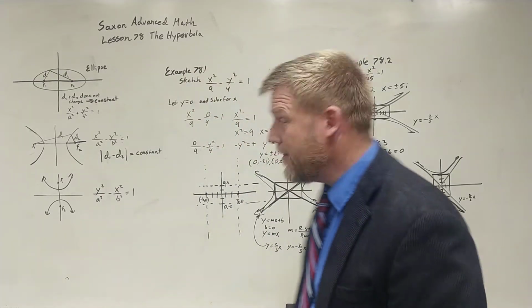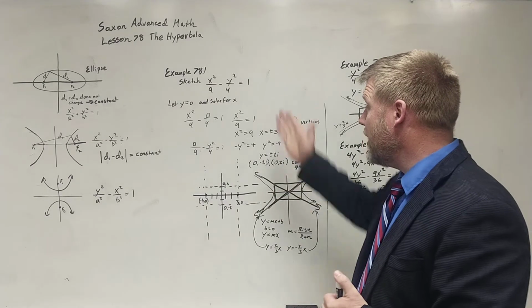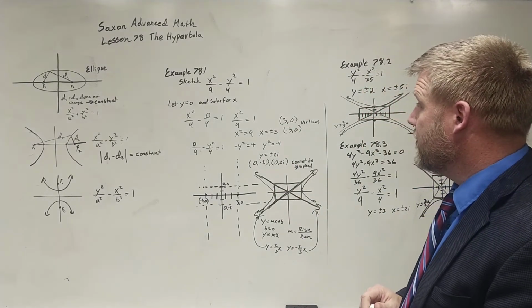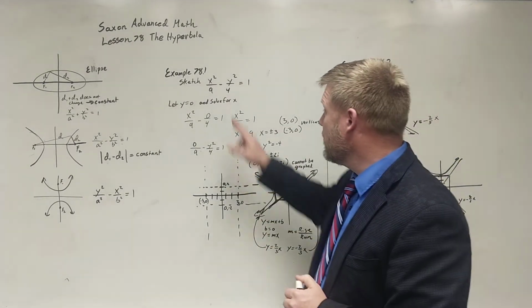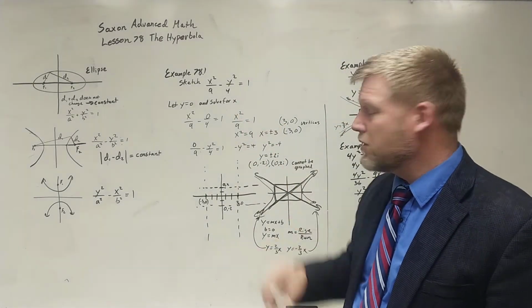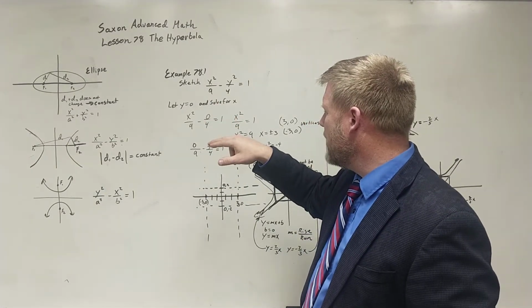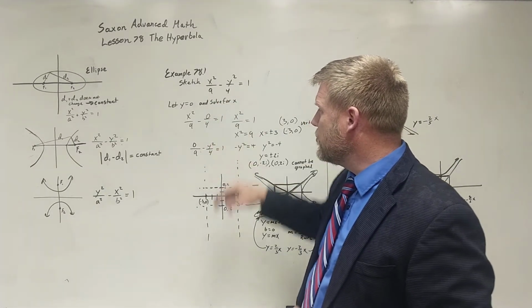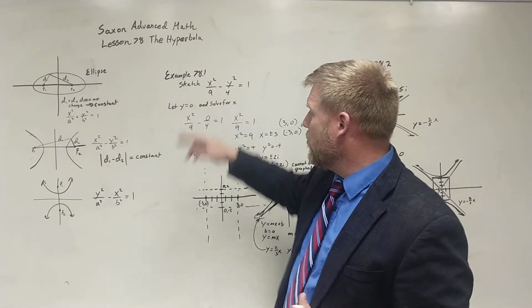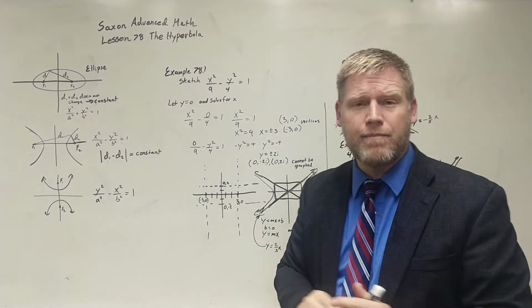Now, let's talk about why that is by looking at example 78.1, which is to sketch the graph of this hyperbola. And they gave us x squared over 9 minus y squared over 4 equals 1. If we were doing this on an ellipse, most of you have already figured out that if I just took the root of 9, it is 3, and the root of 4 is 2, so I would say, oh, it's laying horizontally and it's going plus or minus 3 and plus or minus 2, and there I have my ellipse.